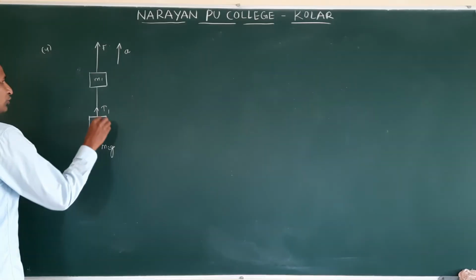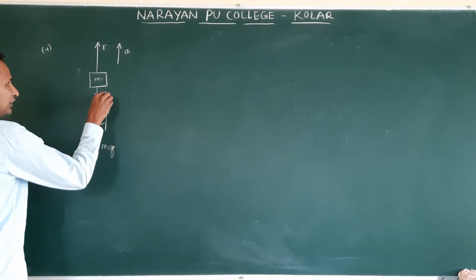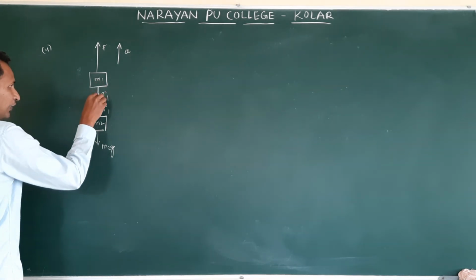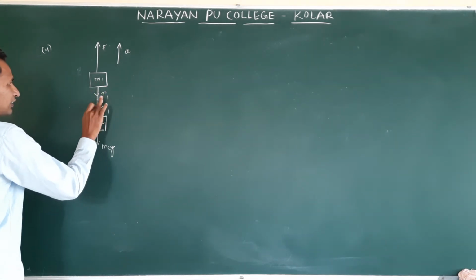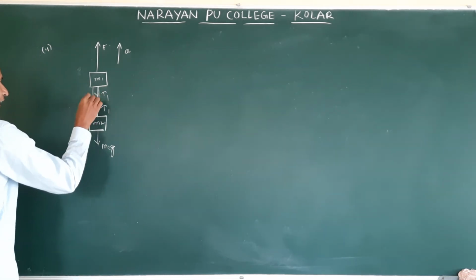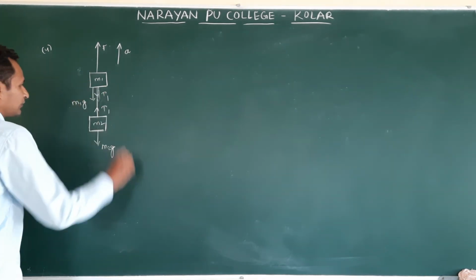So these two are attached by a string. Force is applied upward, so the acceleration is in the direction of F. Now here, what weight is acting in this direction? This is M2. The tension T1 acts upwards, and to counter this, T1 acts downwards. On this also, weight acts downwards. This I will write here, where the weight acts as M1G.